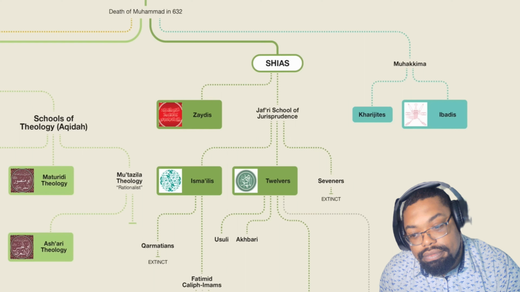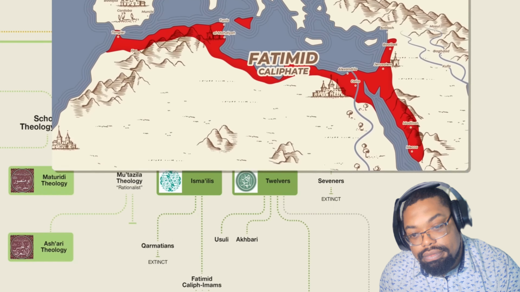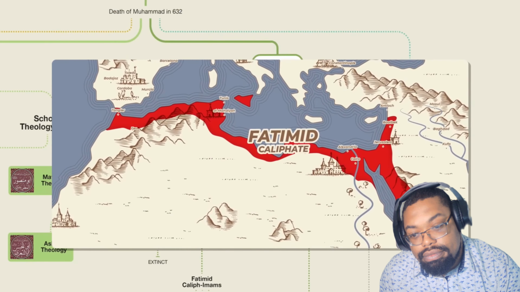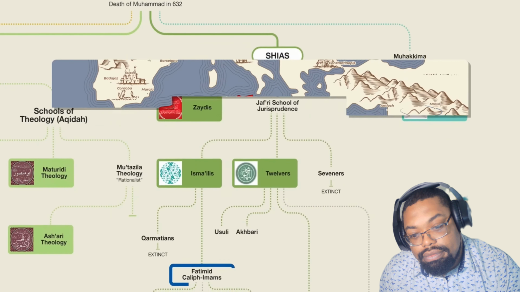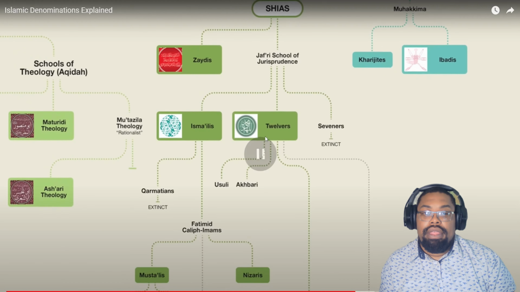Again, watch the other video. The Ismailis were a much more active group in the 9th and 10th centuries. They formed their own caliphate in Egypt in 969 and considered their caliphs to be imams as well. As a result, their jurisprudence also.